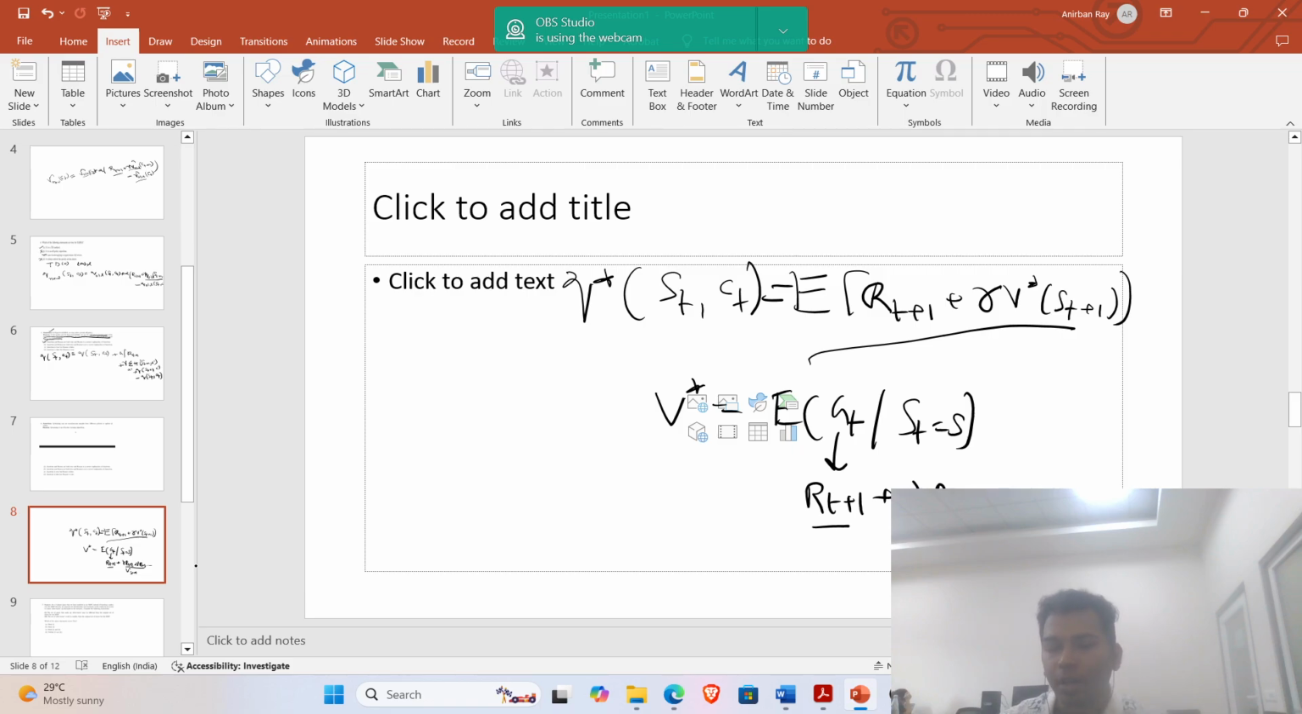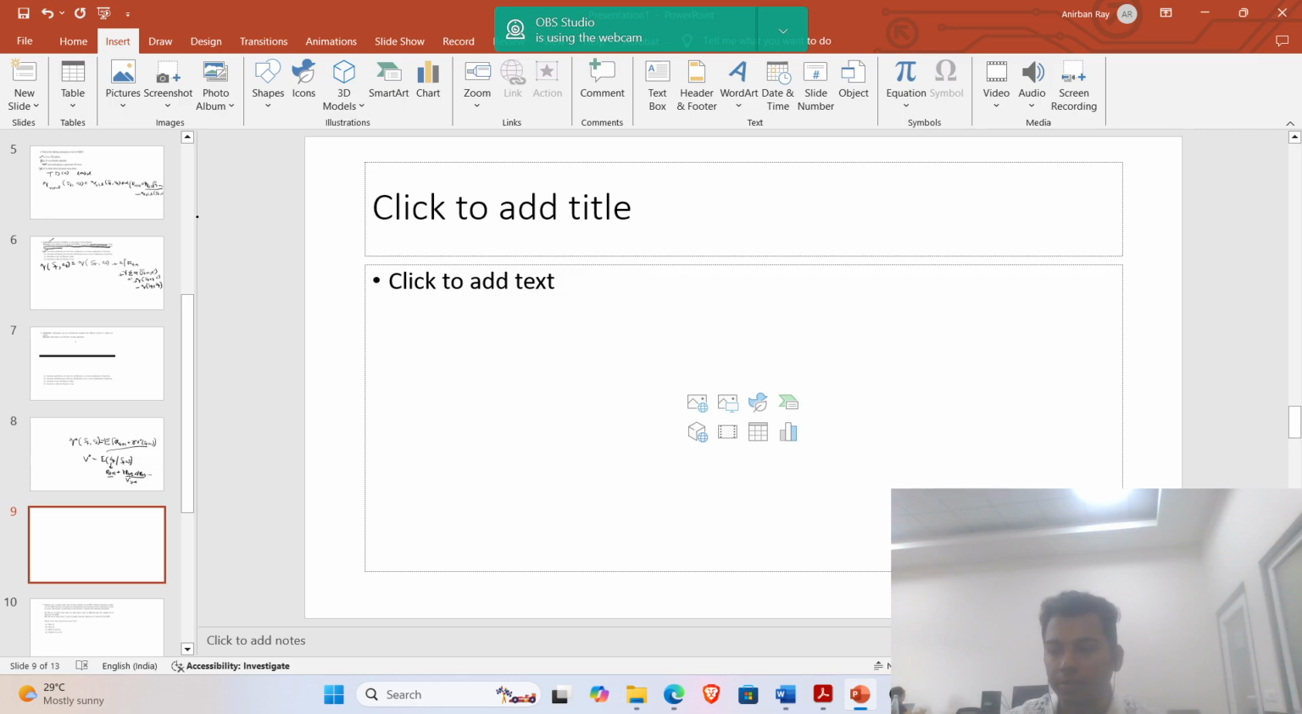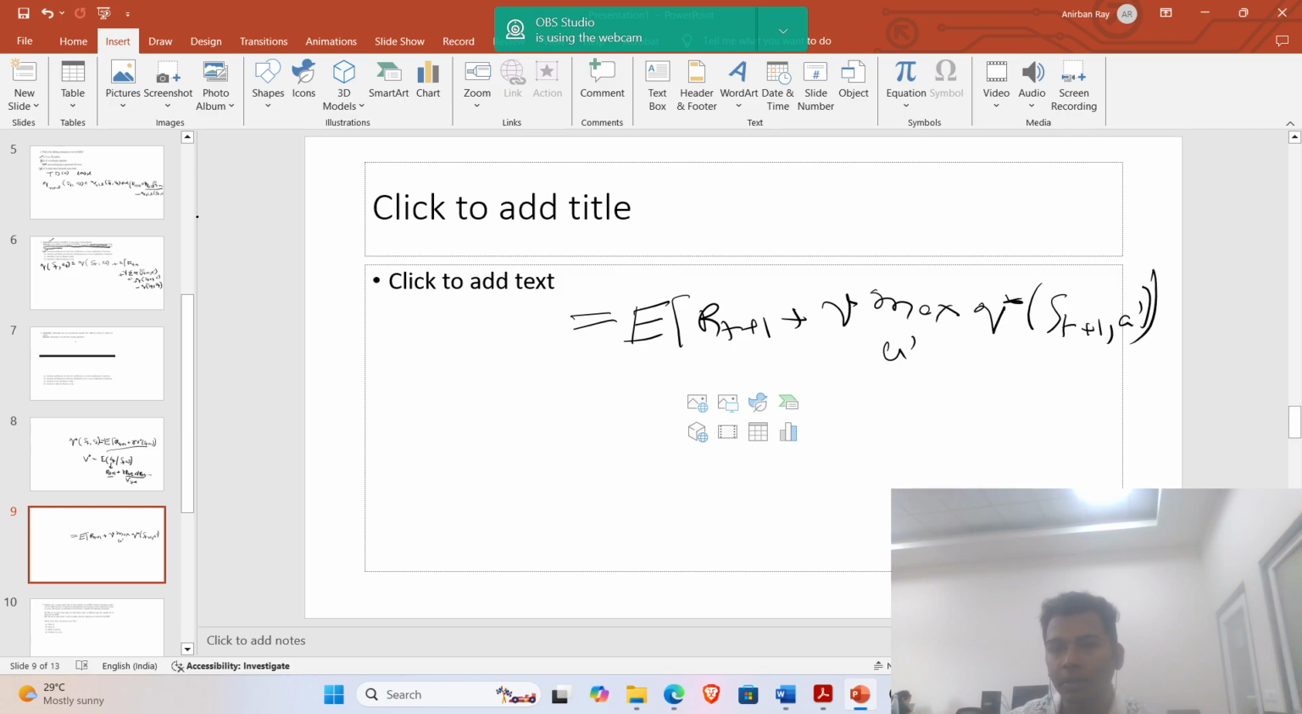Now what we can do is write this as the expectation of r_{t+1} plus gamma times the max over actions a dash of Q star of s_{t+1}, a dash. So you can write the optimal v as the maximum over a dash. This is also from the Bellman equation. So this is the Q star of s_t, a_t.